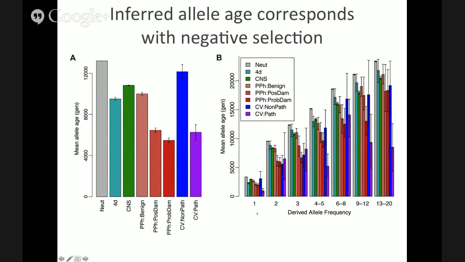And this trend is true within any allele frequency. Of course, you will see a difference in allele frequency between benign and deleterious variants. But even when variants have the same frequency, the age that we estimate for them shows the same general trend.